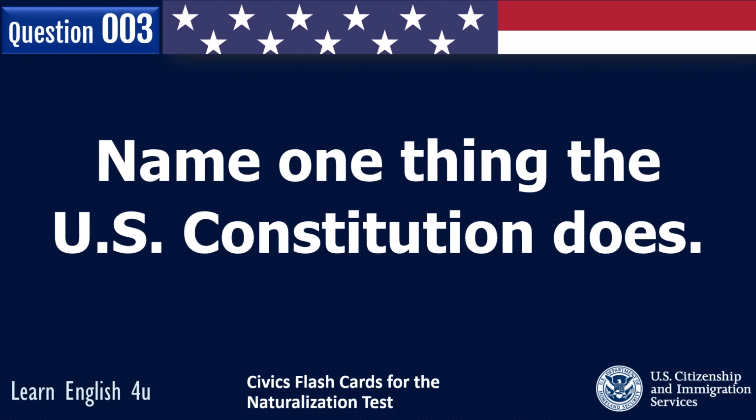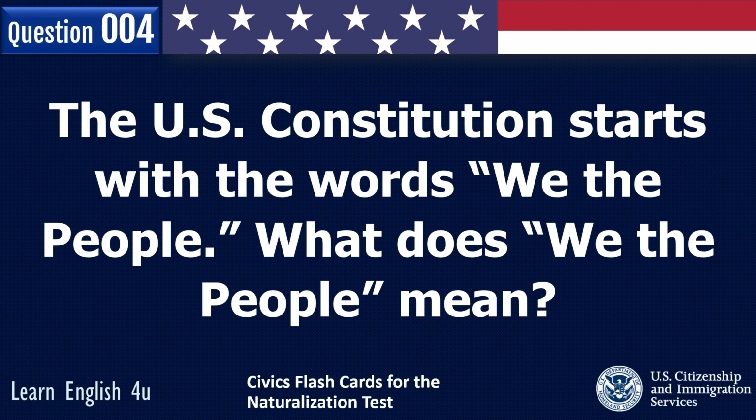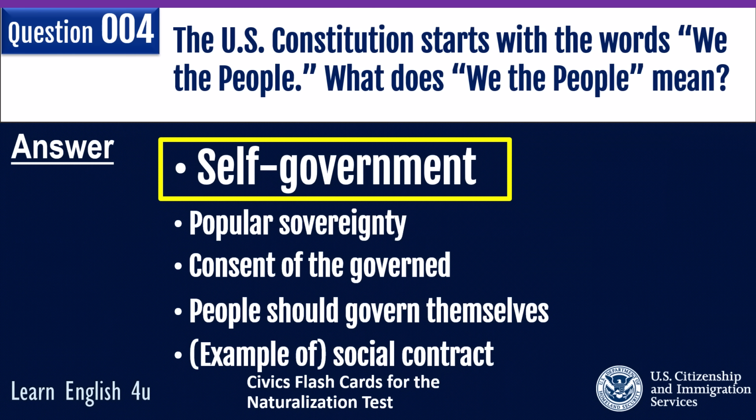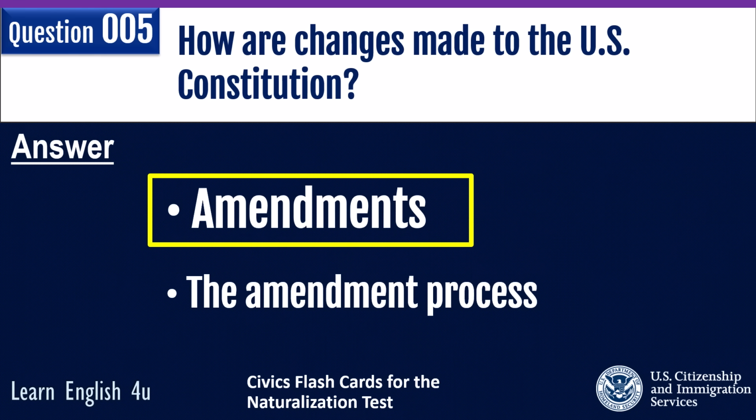Name one thing the U.S. Constitution does. Forms the government. The U.S. Constitution starts with the words, "We the people." What does "we the people" mean? Self-government. How are changes made to the U.S. Constitution? Amendments.